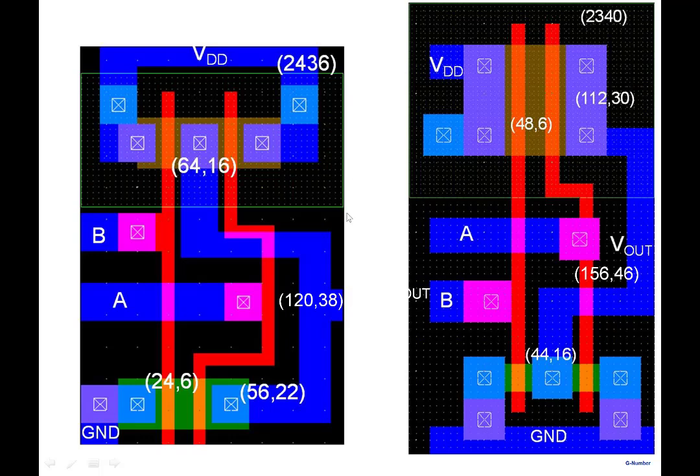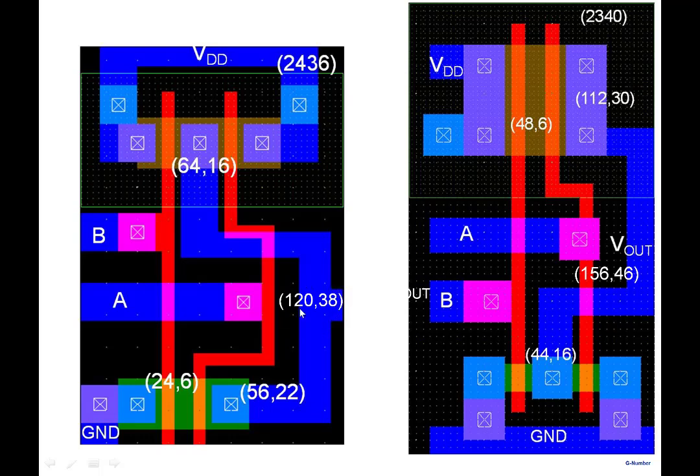Similarly, if we look at this particular node here, then the total area is 56 lambda square and the perimeter is 22 lambda here. Note that at the output, the capacitance will result from the drain to body of this and the drain to body of this. So effectively we can add up the two areas, 64 plus 56, which gives 120, and 16 plus 22, which gives 38.